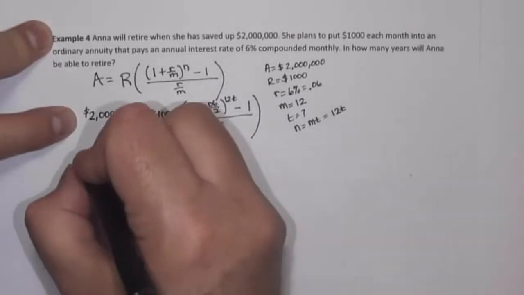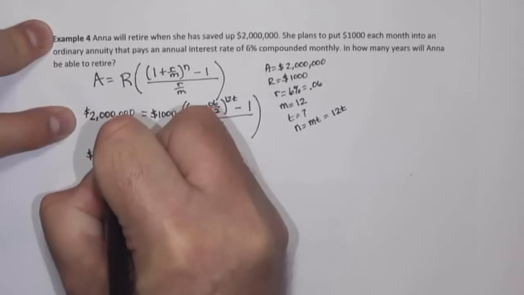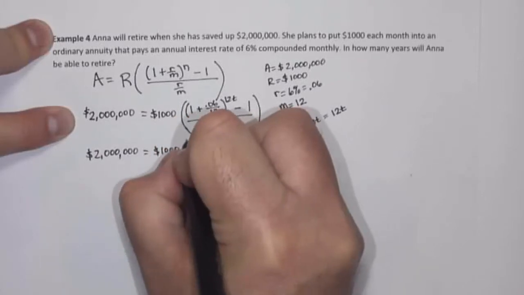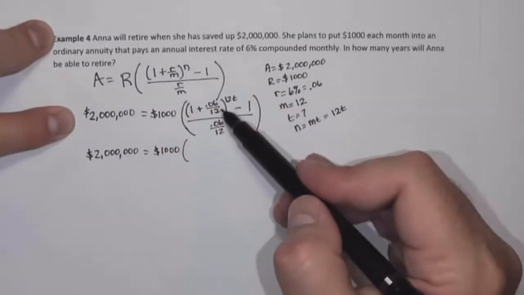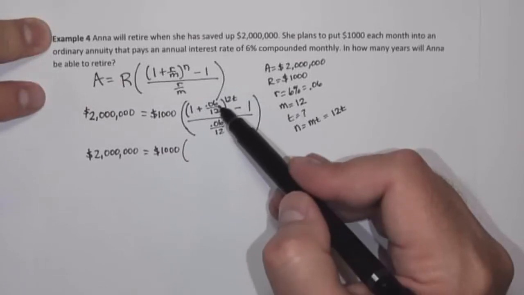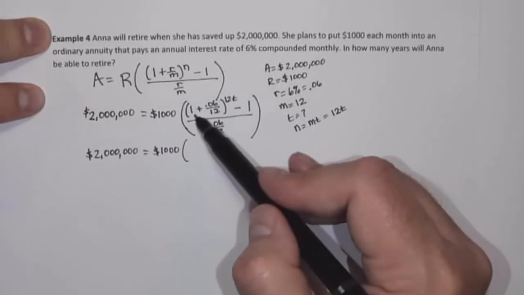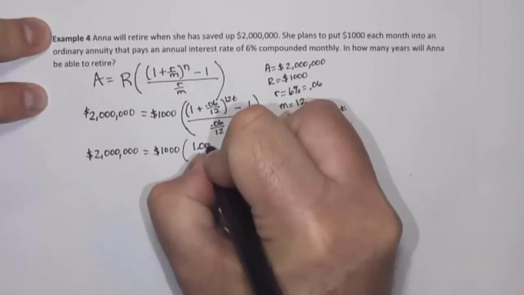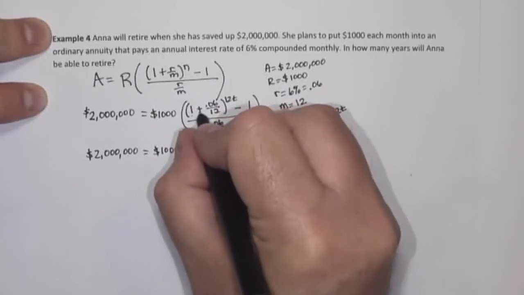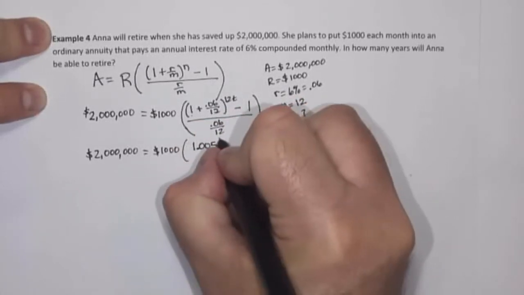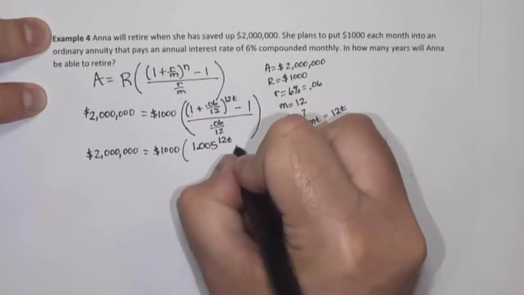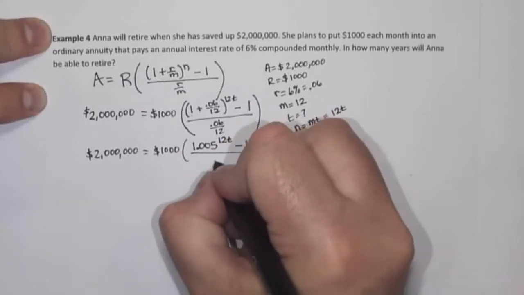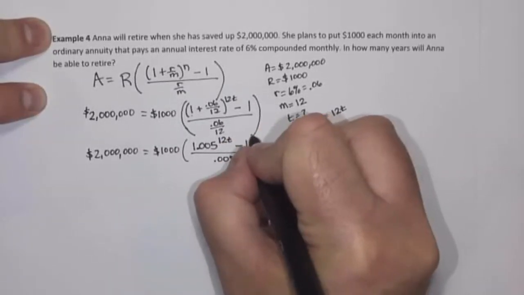Well, let's clean this up a little bit. So my $2 million is equal to $1,000 times, clean this up in here. So 0.06 divided by 12 is 0.005, and 0.005 plus 1 is 1.005. So I have 1.005. Again, that's what 1 plus 0.06 divided by 12 is, and that's raised to the 12t power minus 1. And again, 0.06 divided by 12 is 0.005 right here.